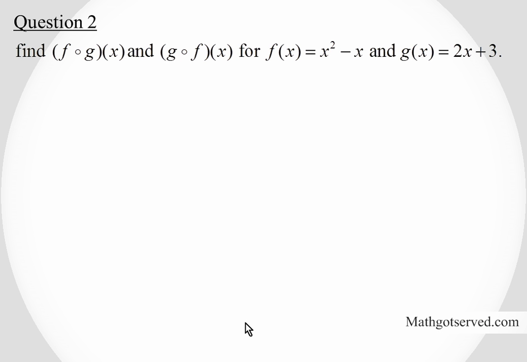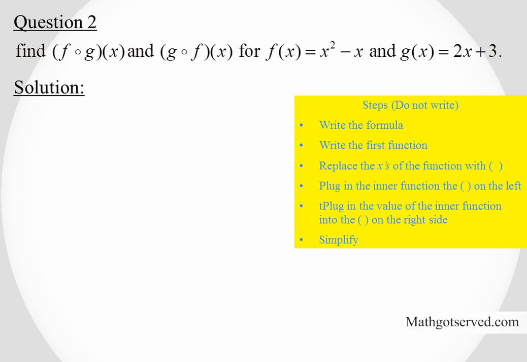Question 2. Find f composed with g and the reverse composition g composed with f for f of x equals x squared minus x and g of x equals 2x plus 3. We're going to use the rules that I indicated earlier as our guide or reference on the side here.